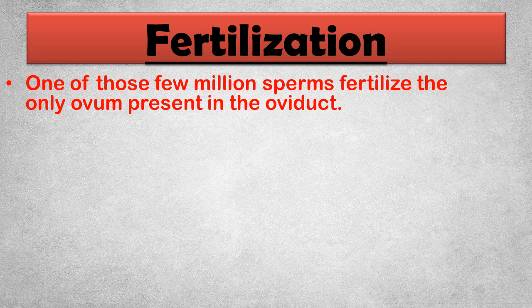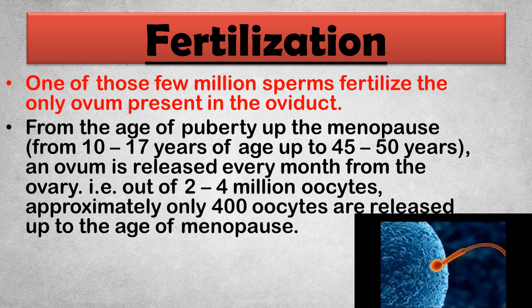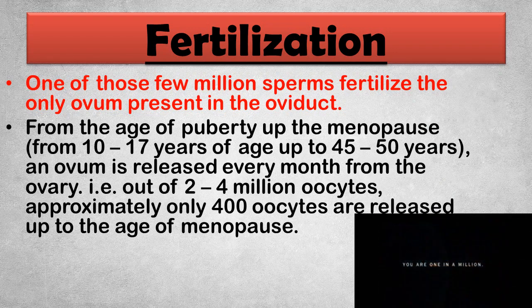Okay, so one of those few million sperms fertilizes the only ovum present in the oviduct. That means students, sperms are present in the number of millions, but out of these millions, only one sperm is required to fertilize the female egg cell, the ovum. So here you can observe only one sperm is fertilizing the female egg cell.